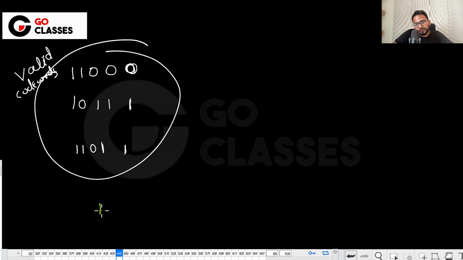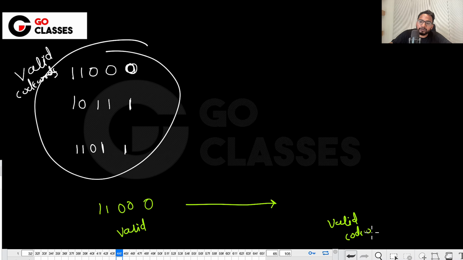Now suppose you are transmitting 11000. Basically my idea is that you are transmitting some valid code word, and the receiver is also receiving a valid code word. The valid code word need not be the exact same, it could be something different. For example, 11011. This is also a valid code word, since the number of ones is even. Here also the number of ones is even.